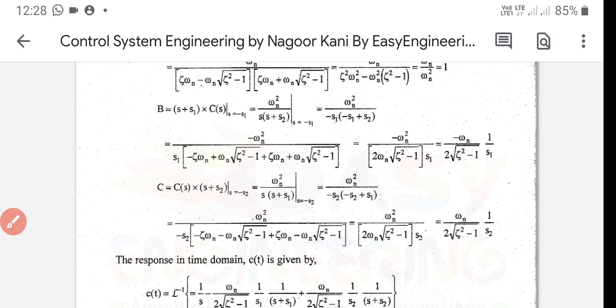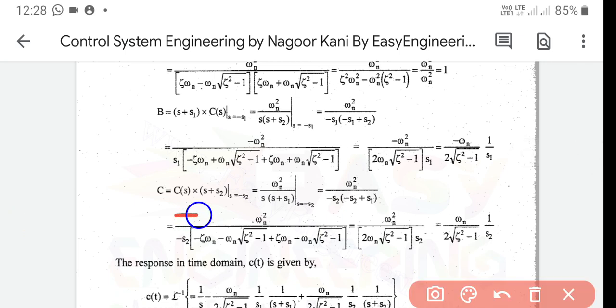And after that, how do you calculate the C value? C is equal to C of s into s plus s2, letting s is equal to minus s2. Substituting C of s, finally you obtain C is equal to omega n square by minus s2 into minus s2 plus s1. Substitute the s1 and s2 here, and you obtain the final value as omega n by 2 into zeta square minus 1 by 1 by s2.